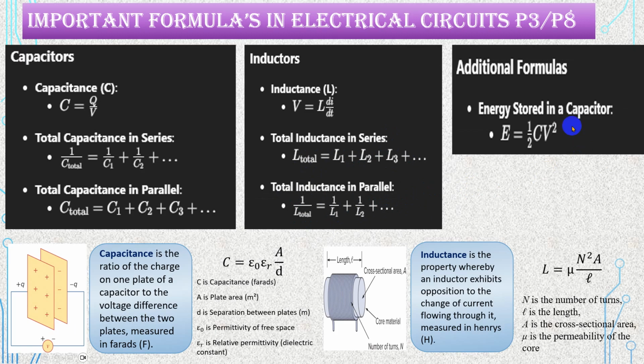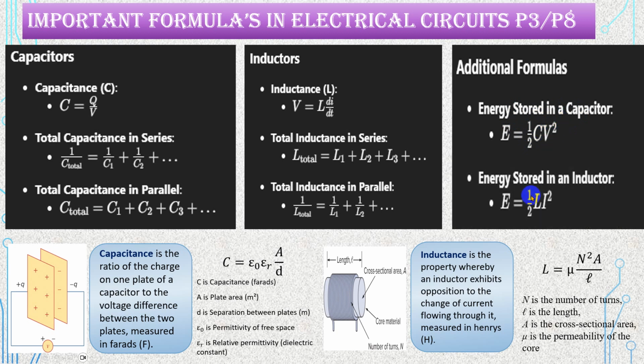Now coming to the formula for energy: how is energy stored in the capacitor? E is equal to half CV square. The energy stored is given by half CV square. You just have to remember this. We have some derivations for it, but there is no need to go deep. Just remember, energy stored in capacitance is given by half times capacitance multiplied by voltage square.